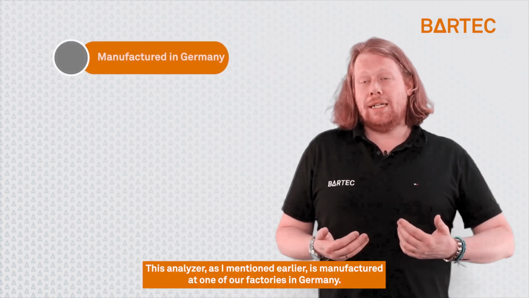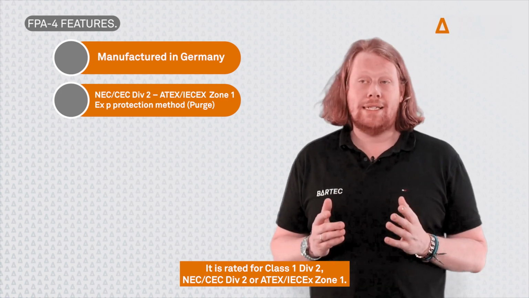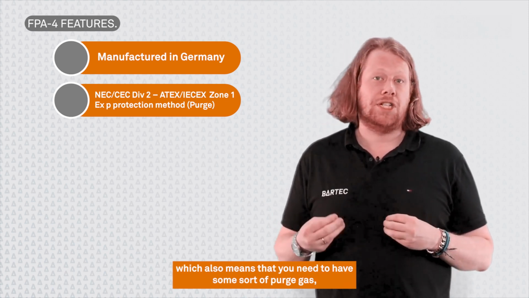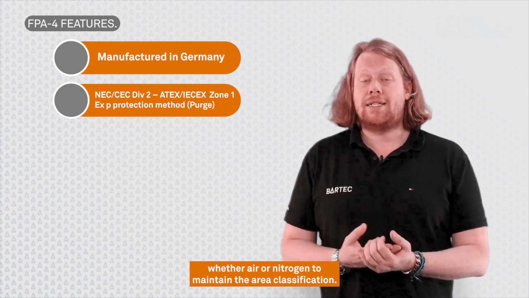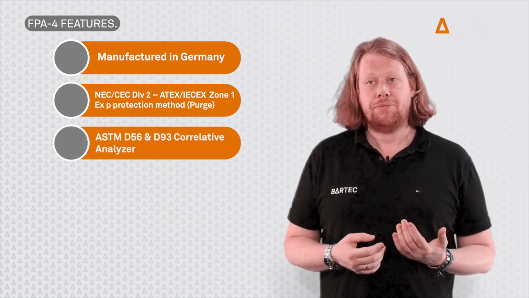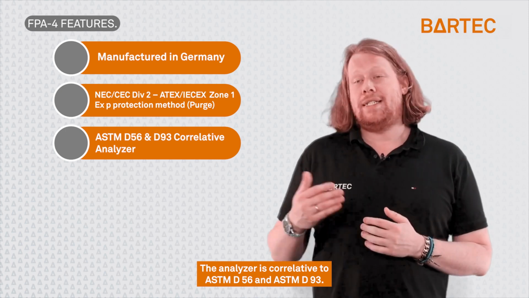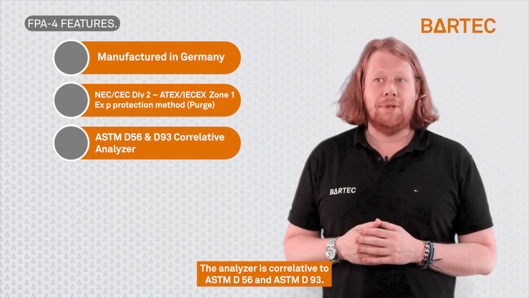So this analyzer, as I mentioned earlier, is manufactured at one of our factories in Germany. It is rated for Class 1 Div 2 per the NEC CEC or ATEX IECEx Zone 1, and as I've said during the video, uses purge as a protection method, which also means that you need to have some sort of purge gas, whether air or nitrogen, to maintain the area classification. The analyzer is correlative to ASTM D56 and ASTM D93.